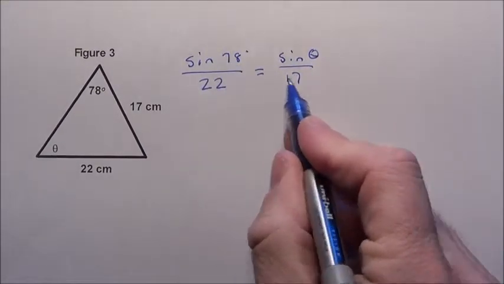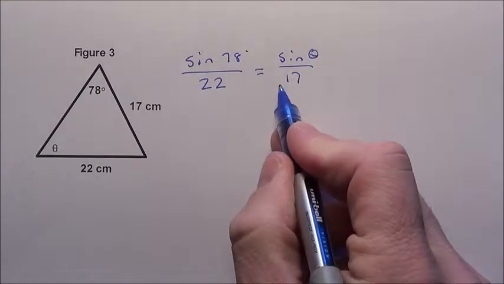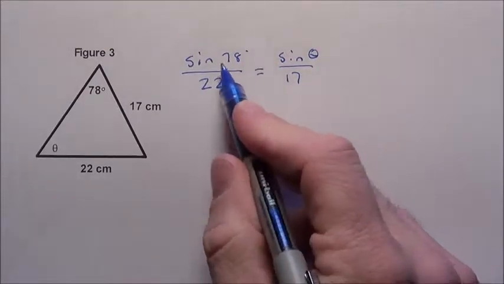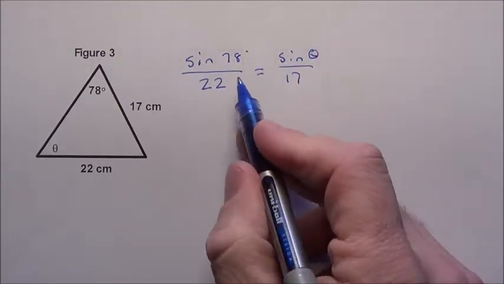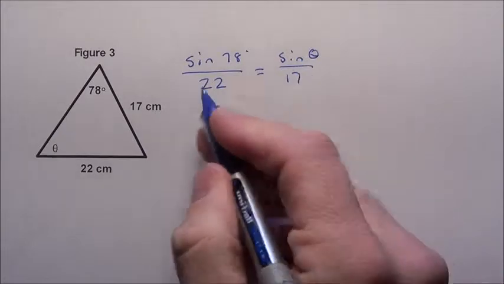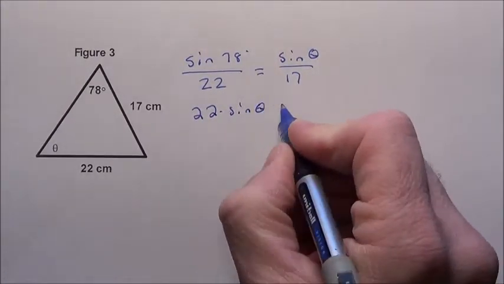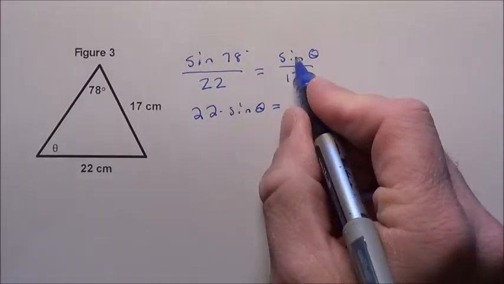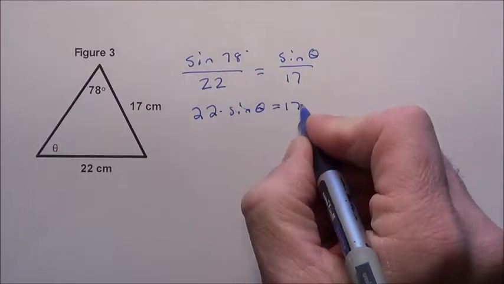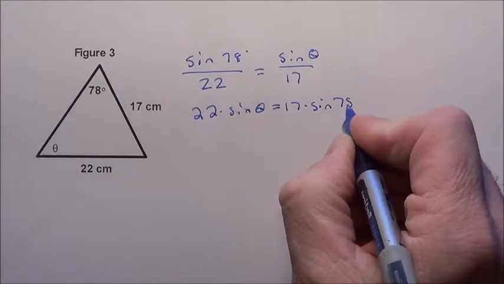So I'm going to cross multiply. Well, it's called cross multiplication, and we call it the means extremes. In America, they call it the cross product rule. But we know 22 times the sine of theta, like I said, the real name is means extremes, is equal to 17 times the sine of 78.